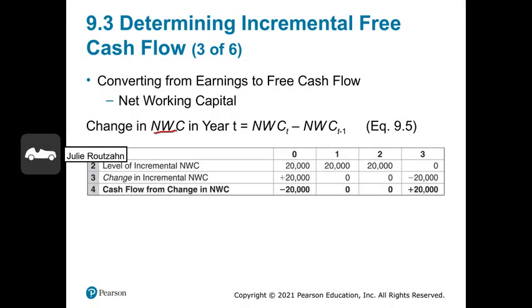Now that we can calculate net working capital, what we're really interested in is how did that change? So what is the change in net working capital from one year to the next? All right, so we can use equation 9.5 here. It's net working capital at time t, what are our expectations for net working capital this year, minus what were they last year. T minus 1 would be last year, one less year than where we are today at year T.